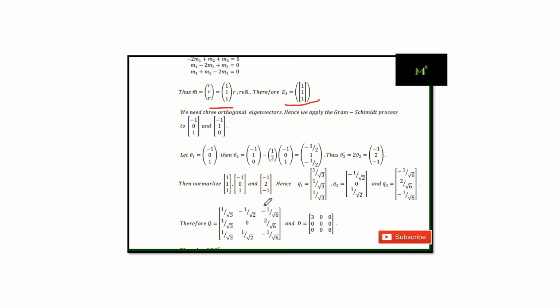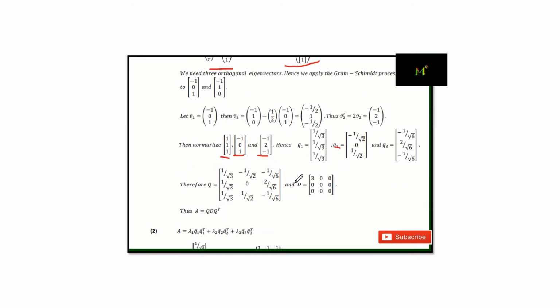The following thing that needs to be done is to normalize these 3 orthogonal eigenvectors. If you normalize them, you're going to get these vectors as your normalized vectors. You get q1 by normalizing the first one, q2 by normalizing the second one, and q3 by normalizing the third one. Now you're going to have matrix Q, which is made up of the normalized 3 orthogonal eigenvectors.